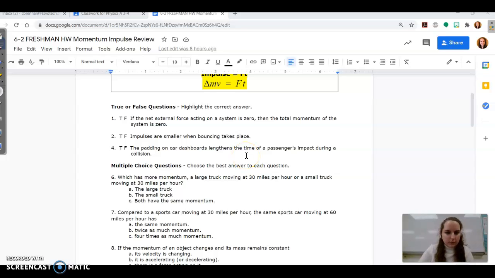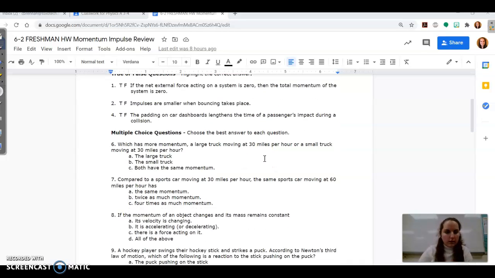If the net external force acting on a system is 0, then the total momentum of the system is 0. Again, if the forces acting on the system are 0, then the total momentum itself is going to be 0 or unchanged. That's true. 2, true or false, impulses are smaller when bouncing takes place.